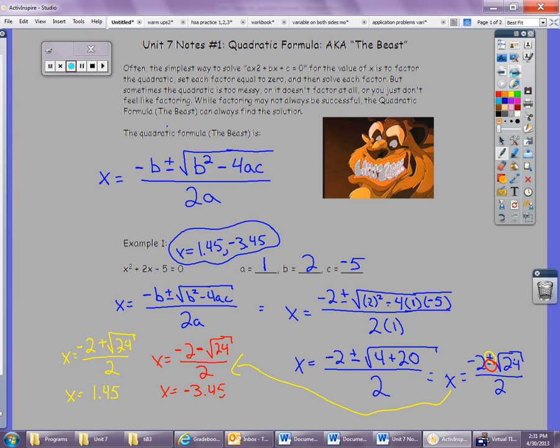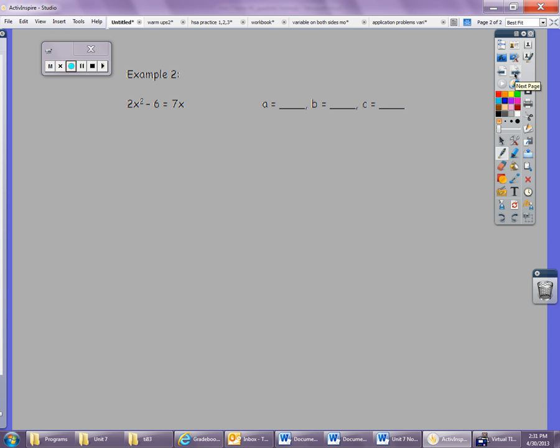So now if we flip this over and look at example 2 on the back, we have 2x squared minus 6 equals 7x. Well, the first thing we have to do is write this in standard form. So we subtract the 7x, has to equal 0. So we get 2x squared minus 7x minus 6 equals 0. So now we can fill in a, b, and c. So we have 2, negative 7, and negative 6.